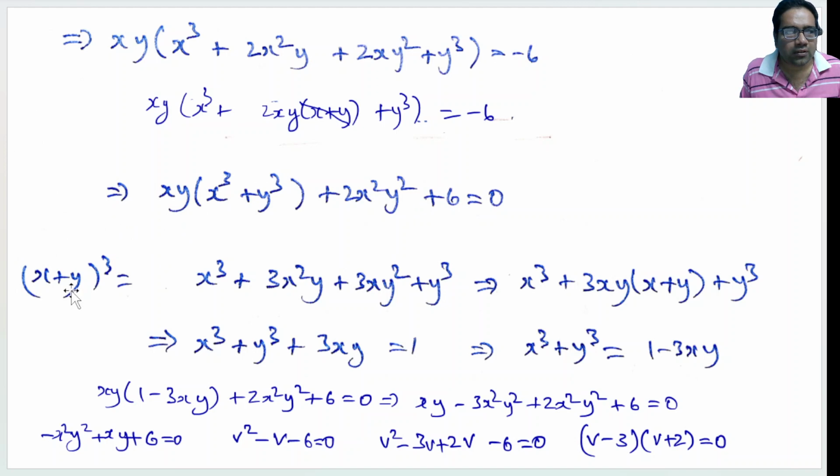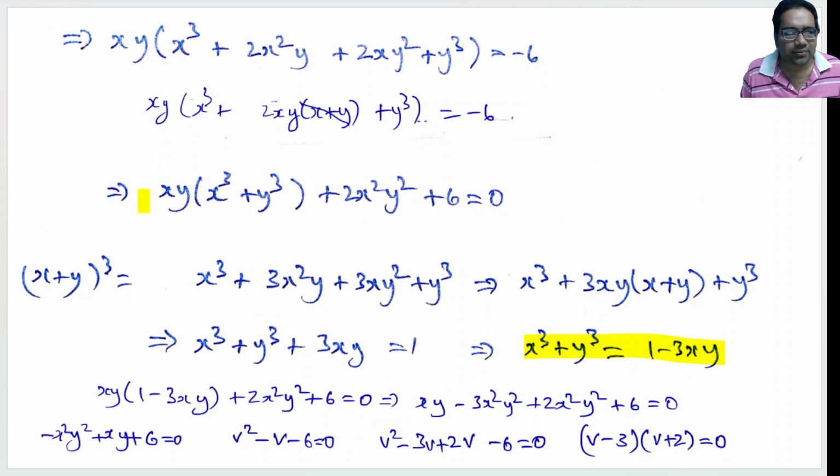Now, what is x plus y whole cube? x cube plus 3 x square y plus 3 x y square plus y cube. This is the general expansion. Here also, these two terms we can write as 3xy times x plus y. x plus y is anyway 1. So this boils down to x cube plus y cube plus 3xy equals 1. So x cube plus y cube equals 1 minus 3xy. This is another important result.